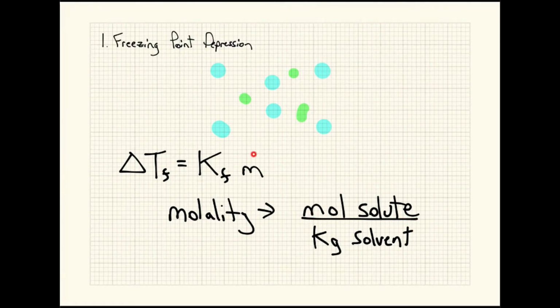So M quantifies exactly how much of the particle we've added or the solute we've added. K quantifies exactly how sensitive my pure substance is to colligative properties, and the multiple of those two results in the total freezing point depression. So there are plenty of examples in the notes where we apply this to learn about freezing point depressions for various pure substances.